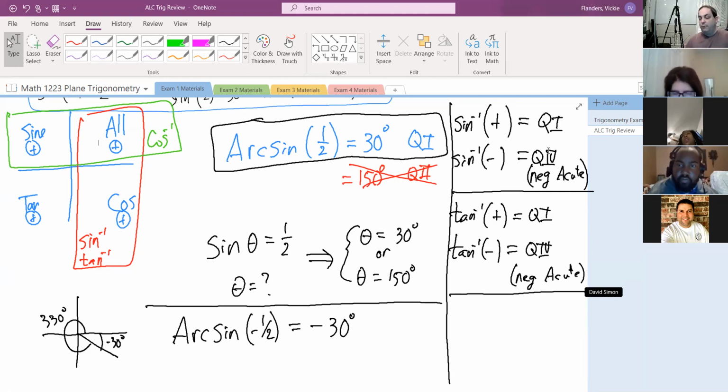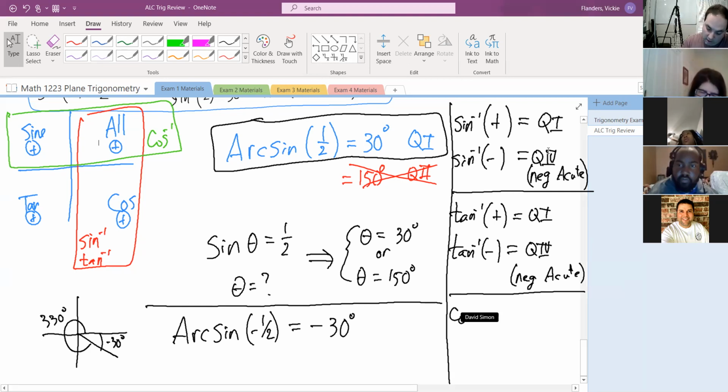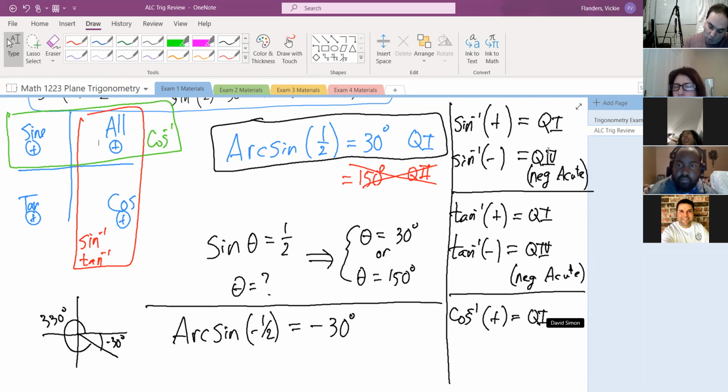But cosine is different. Inverse cosine of a positive still gives quadrant 1, because everything's positive in quadrant 1, right? But in quadrant 4, cosine is not negative. So therefore, if I want to do an inverse cosine of a negative number, I have to pick something else. And that's why I have the green border over there. Cosine is affiliated with quadrant 2. It's going to give me a quadrant 2 answer.